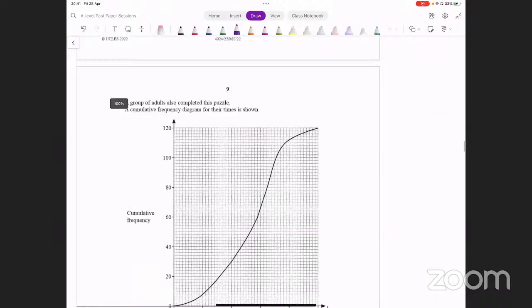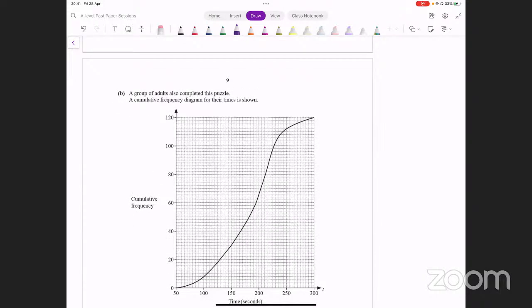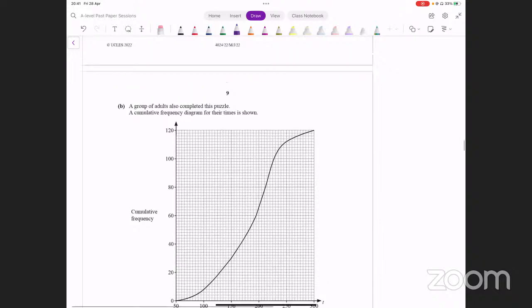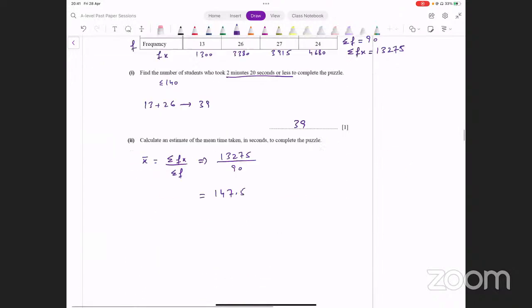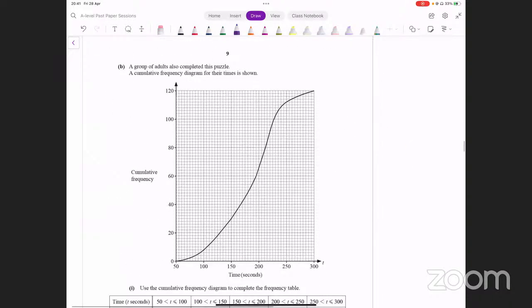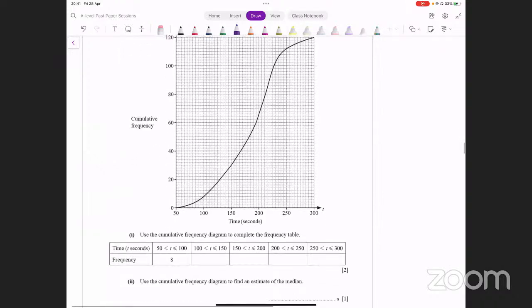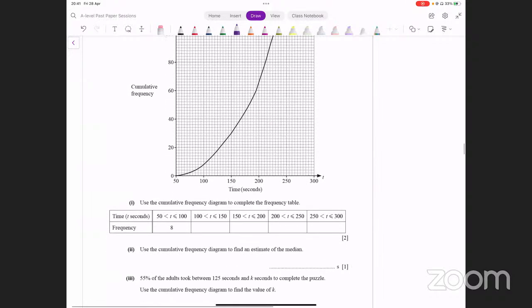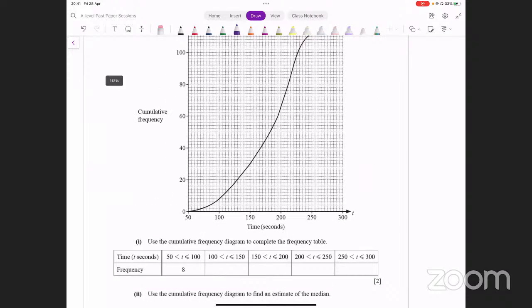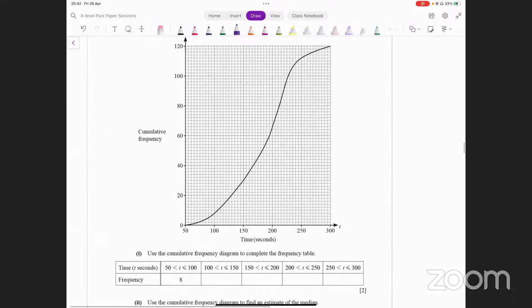It says a group of adults also completed this puzzle. Now, a cumulative frequency curve for their times is shown here in this diagram. अच्छा, ऊपर क्या था? ऊपर a group of students था. Now we have a group of adults, okay, who are not students. We need to use the cumulative frequency diagram to complete the frequency table. अब ये एक different data है, इस cumulative frequency diagram को अपने use करना है to complete this table. Okay, 50 to 100 उसने कहा है there are 8 people.